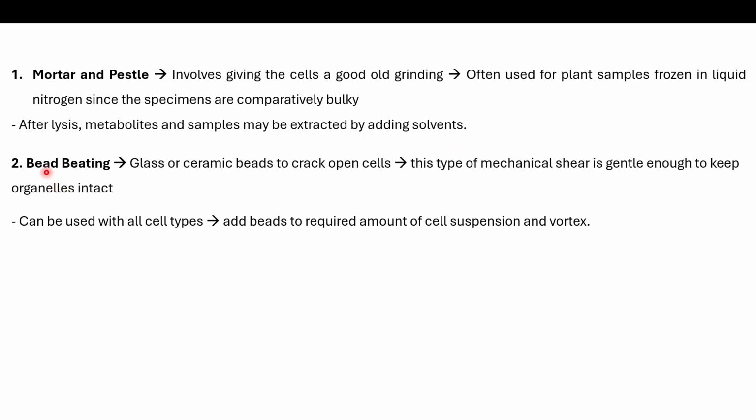Okay. Next is bead beating. What happens is people use glass or ceramic beads to crack open the cells. Mortar and pestle and bead beating are mechanical shearing methods, or mechanical ways of slicing the cells. You have very small tubes containing millimeter-sized beads or spheres. Multiple such beads are put inside a tube, and then you either centrifuge it or not centrifuge it.